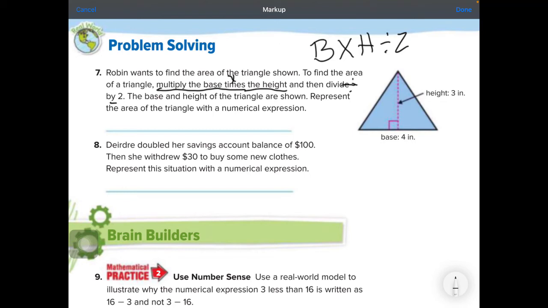The base and the height of the triangle are shown. Represent the area with a numerical expression. So they want us to put all of this story problem into a number expression. So the base is 4, the height is 3. We do base times height, so we're going to do 4 times 3, and then we divide it by 2. And they're not asking us to solve it, so we can stop right there.